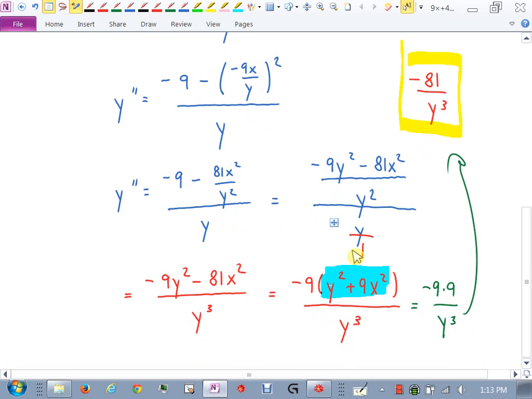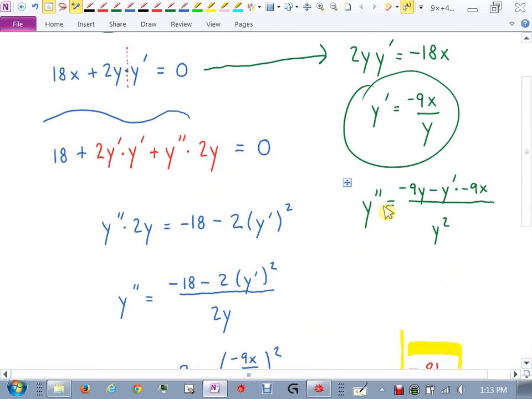How to get to what? Where's that? Right here? Is that what you're talking about? Oh, like the actual quotient rule? Yeah. Yeah, I didn't show the quotient rule. I did the quotient rule mentally. So it's the derivative of the top, which is negative 9, times the bottom, y, minus derivative of the bottom, which is y prime, times the top, which is negative 9x.